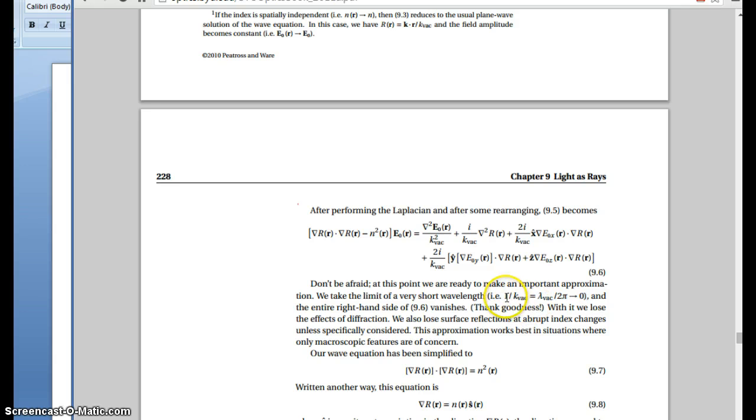So anyway, again, this relationship is always true: 1 over k is lambda over 2 pi. We're just saying that that's going towards 0. We're saying that we're dealing with wavelengths, or that the change in wavelengths is very, very, very short.